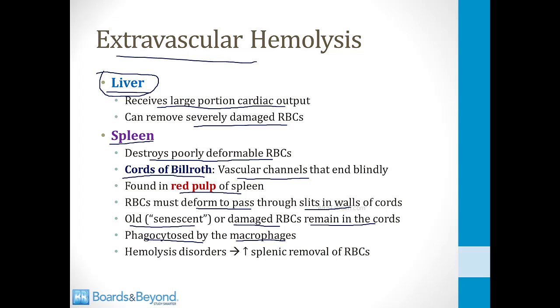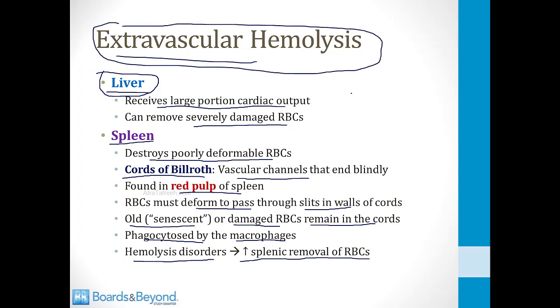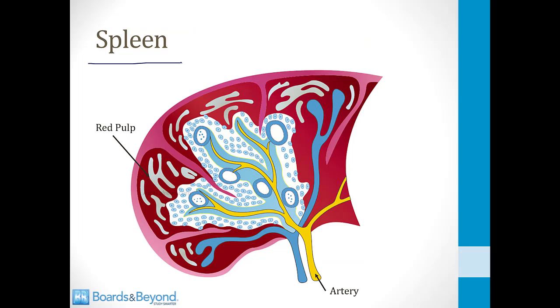So in the setting of certain hemolytic disorders, especially ones where the shape of the red cell is abnormal, you can see an increased splenic removal of red cells, and that is a form of extravascular hemolysis. Obviously, it's occurring outside of the vasculature. Here's a picture of the spleen from some of our immunology modules. The blood comes in here through the artery. It then percolates through the white pulp and the red pulp. And out here in the red pulp is where you can find those cords of Billroth, which red cells must deform and squeeze through in order to remain in the circulation.